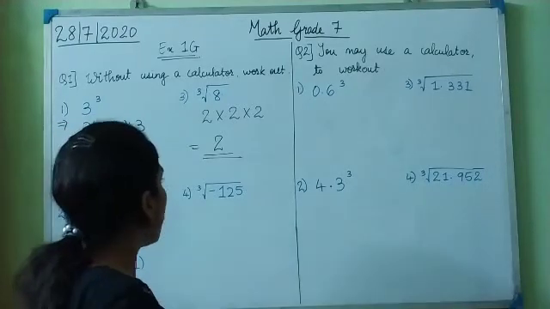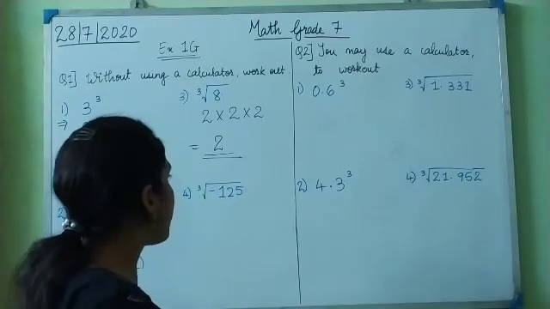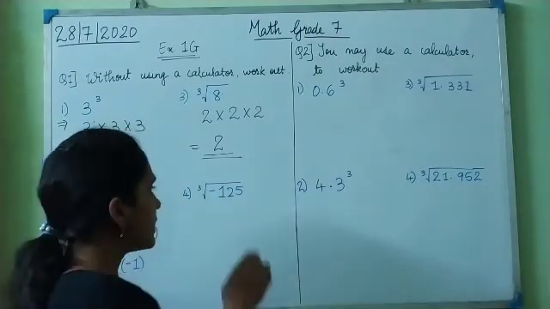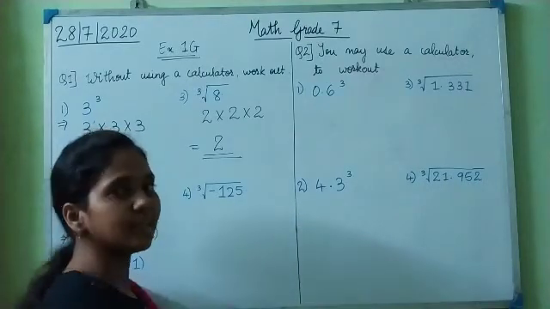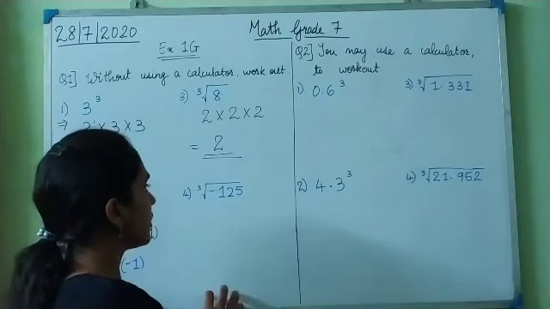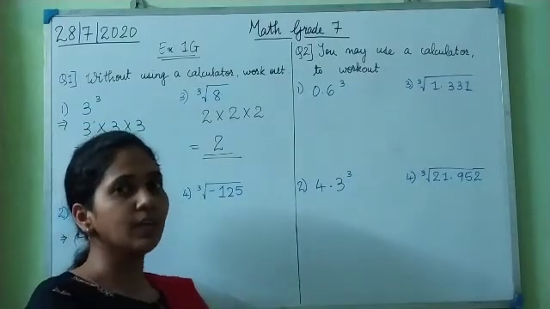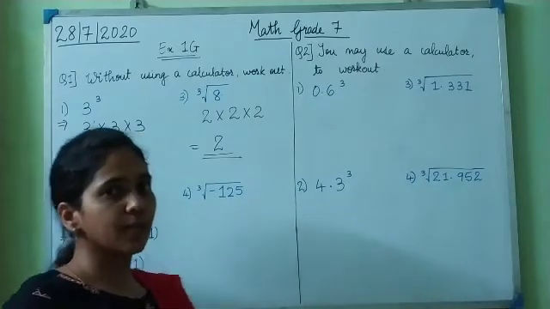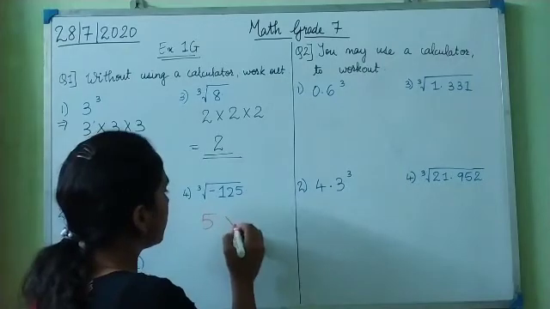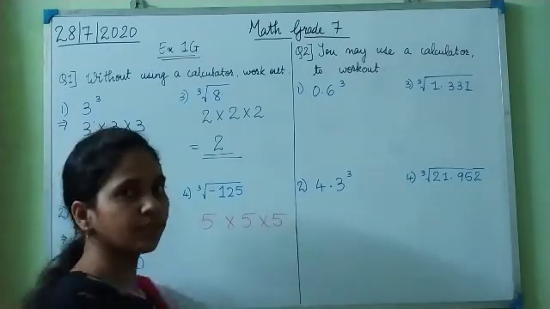Now the fourth one, cube root of -125. Which number multiplied to itself 3 times will give me 5? See, now here the last digit is 5. So the number which after multiplying with itself gives me 125 should be ending with 5. Let's try with 5 first. How much is 5 into 5 into 5? 5 multiplying to itself 3 times.